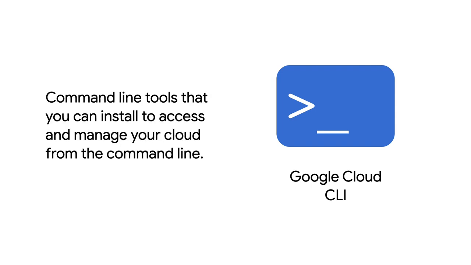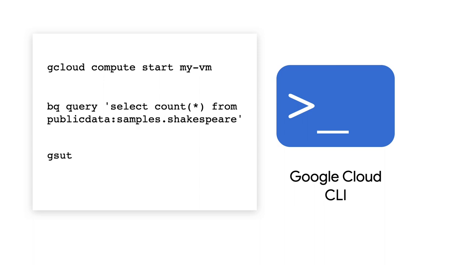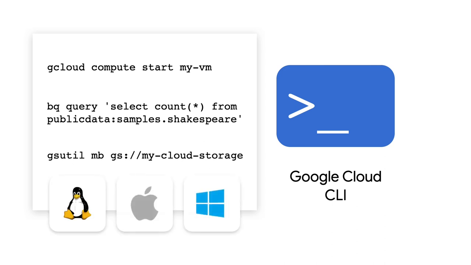The first piece of the Google Cloud SDK is the Google Cloud CLI, a collection of command line tools you can install to access and manage your cloud from the command line. With it, you can do all kinds of things, like manage virtual machines, query BigQuery tables, update Google Cloud storage buckets, and virtually anything else you can do in the cloud console, all from your Linux, macOS, or Windows terminal.